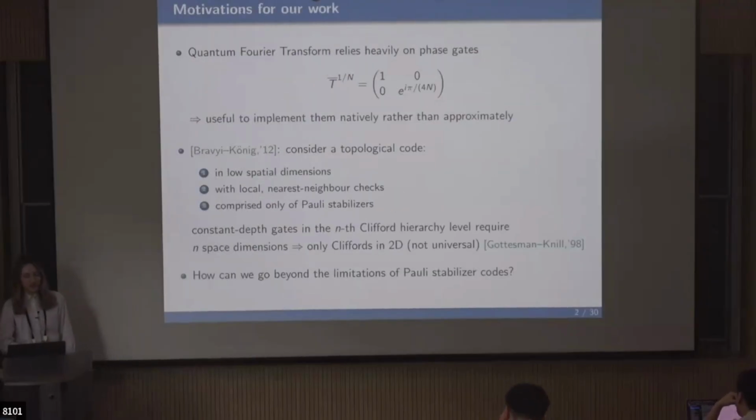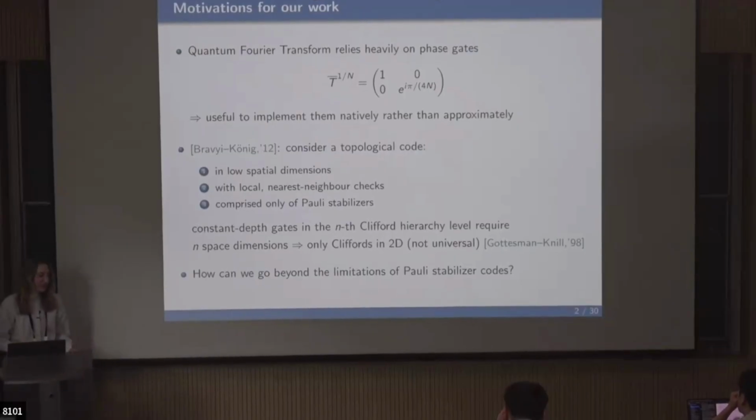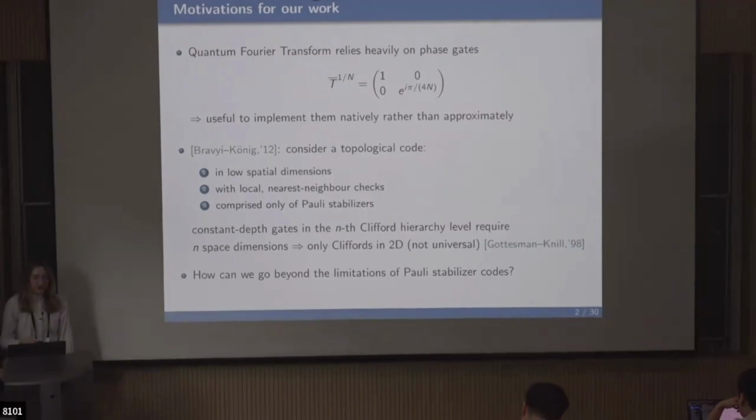So the motivation for our work is that certain quantum algorithms, for example, the quantum Fourier transform, rely on these small angle rotation gates. So it is probably resource efficient, and from a fault tolerance perspective, to be able to implement them natively in a topological code.